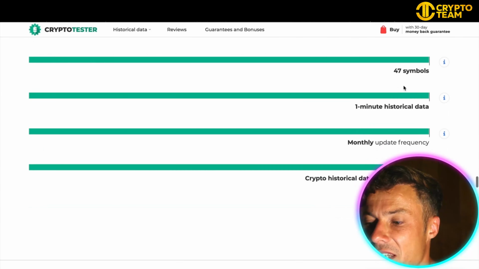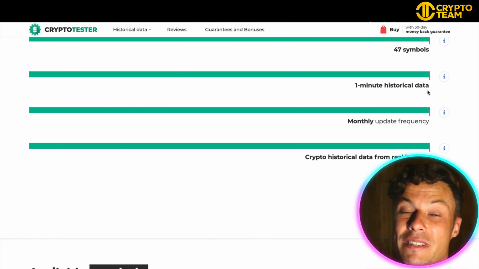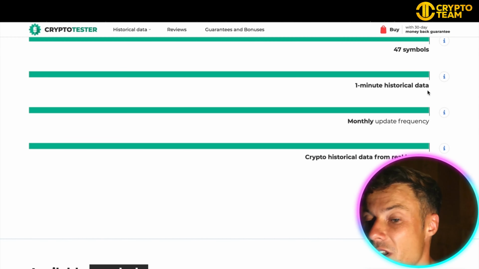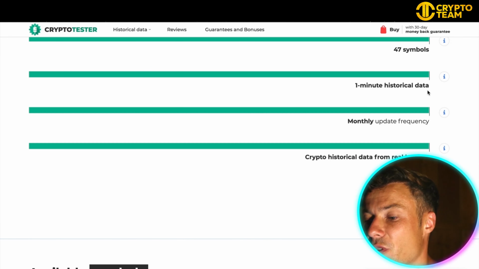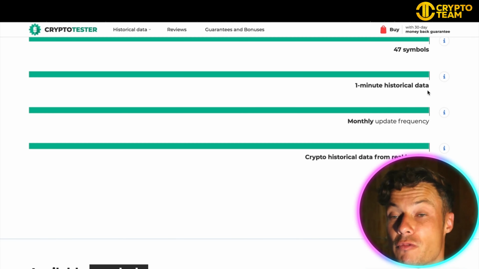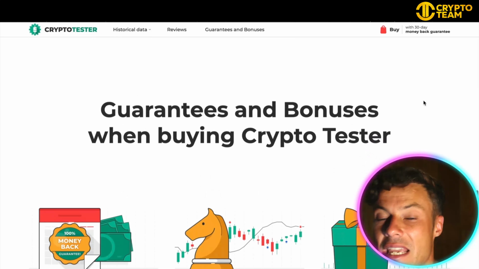There's 47 symbols available with 1 minute historical data. That's not always available on other things like TradingView unless you get the absolutely most advanced packages. And there's also things like monthly updates, as well as other data that's provided by real life brokers, so that you know that all the testing you're doing is effective.